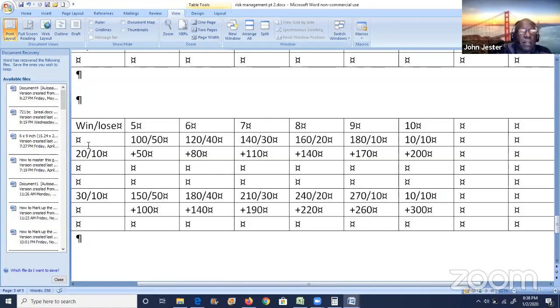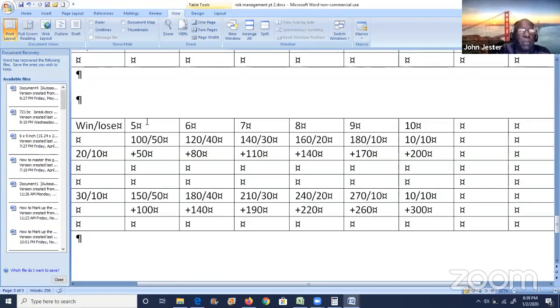Okay, so that means a 2 to 1, that's winning 20, only risking 10. That's putting 20 pips up, risking 10. So if you win 5, that'll be 100 pips that you make. That means you're going to lose 5, that means 50 you're going to lose. You're going to be a plus 50.